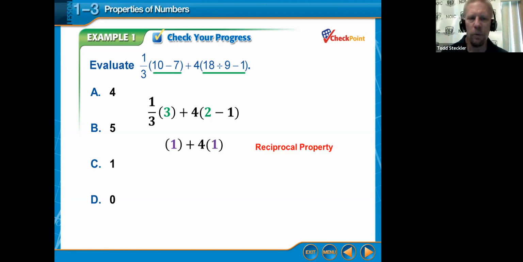Next up, we're going to multiply 1/3 times 3. That's a 1, and that's because of the reciprocal property. Remember that when you multiply a number and its reciprocal, the reciprocal of 3 is 1/3, you will always get 1. That's also called the multiplicative inverse property. And then we also notice that in the second grouping symbol 2 minus 1, that's simplified to 1. And now to simplify this expression, we have to multiply 4 times 1, which is a 4.